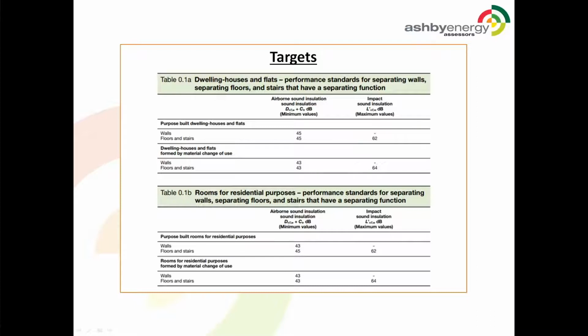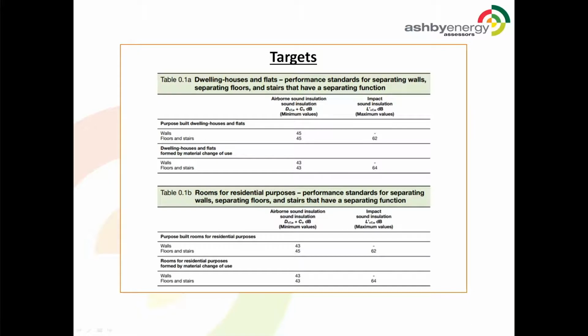Targets. These are taken directly from the Building Regulations document Part E. For dwellings, the target for wall and floor airborne testing is a noise reduction level of 45 decibels, and for dwellings formed by material change of use of 43 decibels. The floor impact target is a recorded noise level of below 62 decibels for dwellings and 64 in the case of material change of use dwellings.